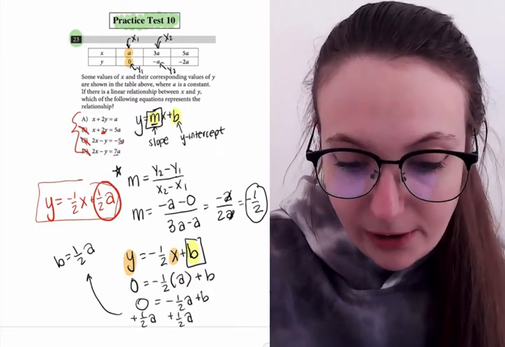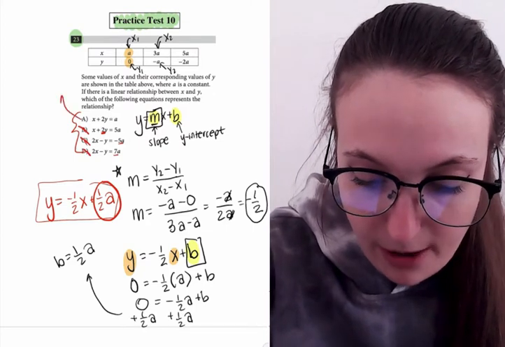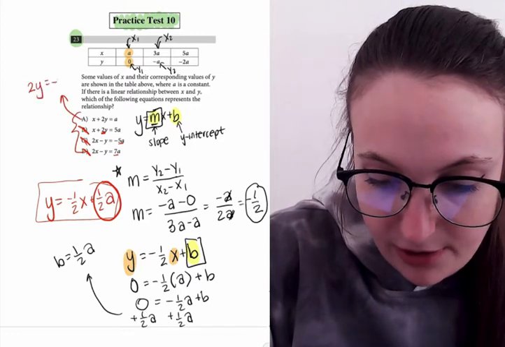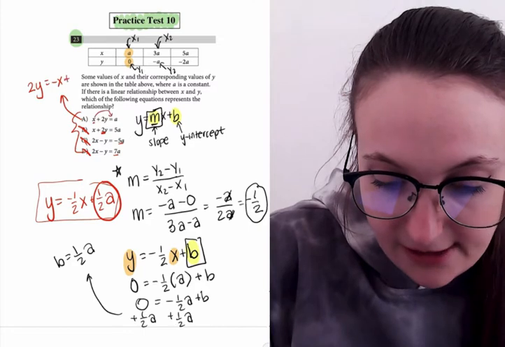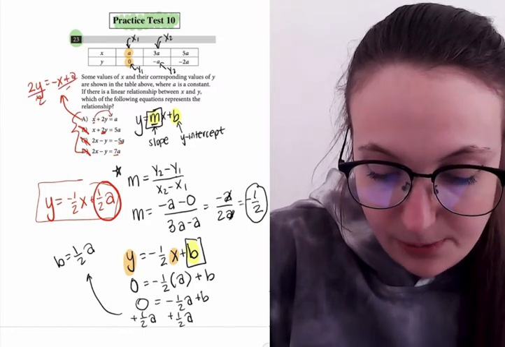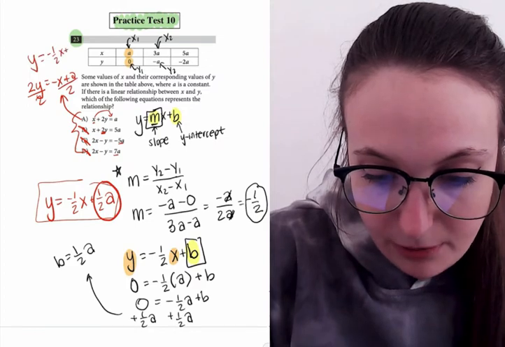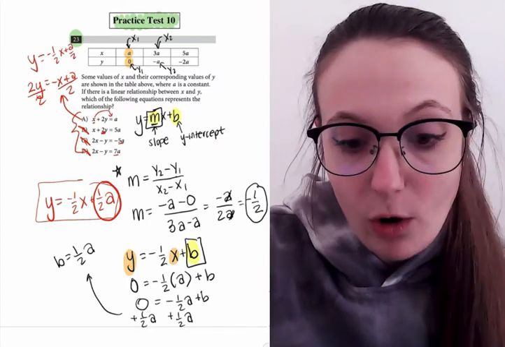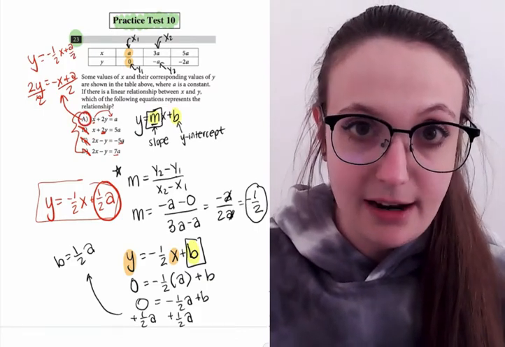But if you look at choice A and we manipulate it to get into y equals mx plus b form, watch what happens. That would give us 2y is equal to negative x, move over the x to the other side, plus a, and then dividing both sides by 2, we get that y is equal to negative 1/2 x plus a over 2. A over 2 is exactly the same thing as 1/2 a, so the choice that's correct here has got to be option A.